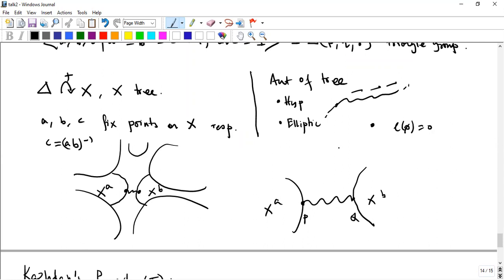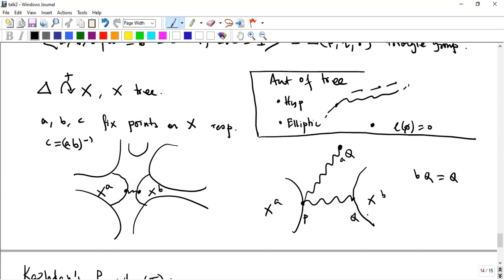So act on the whole path by A. Then Q goes somewhere here, and the whole path goes somewhere here, right? So AQ. Now the point is BQ equal to Q. Q is fixed by B. So BQ equal to Q. So ABQ equal to AQ. Right? Yeah. ABQ equal to AQ.